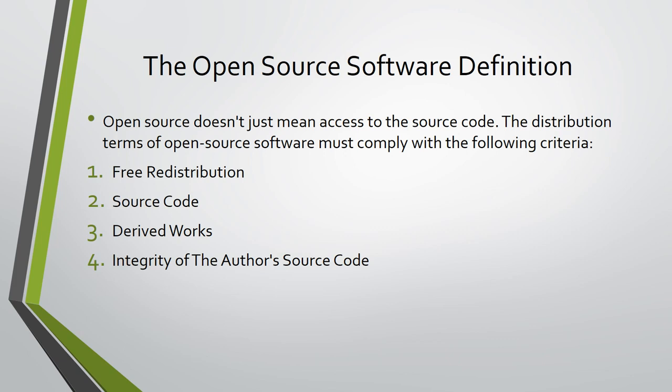3. Derived works. The license must allow modifications and derived works, and must allow them to be distributed under the same terms as the license of the original software.